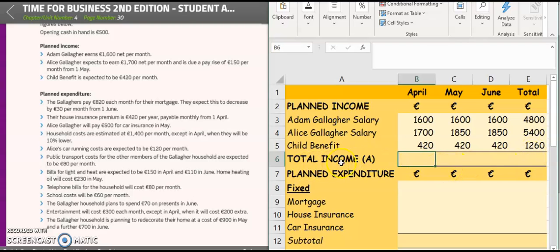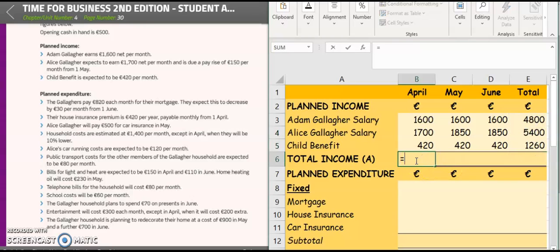Now what we have to do next is find the total income for April, total income for May, total income for June, and then the total income for the 3 months. So we're going to work in the column. We're going to look at our April column. We're going to add these 3 figures up for April and put it in here. We're going to add these 3 figures up for May, and for June, and for the total, and put them in here.